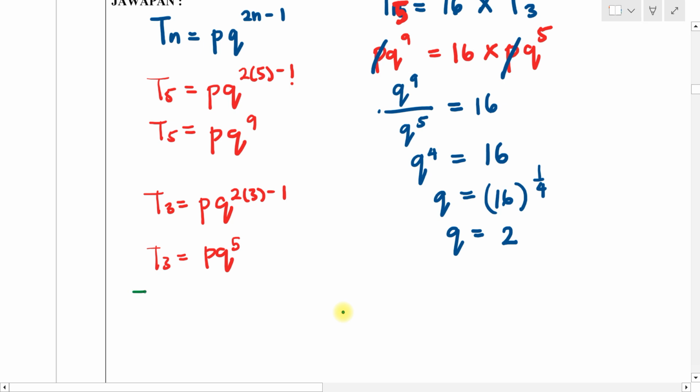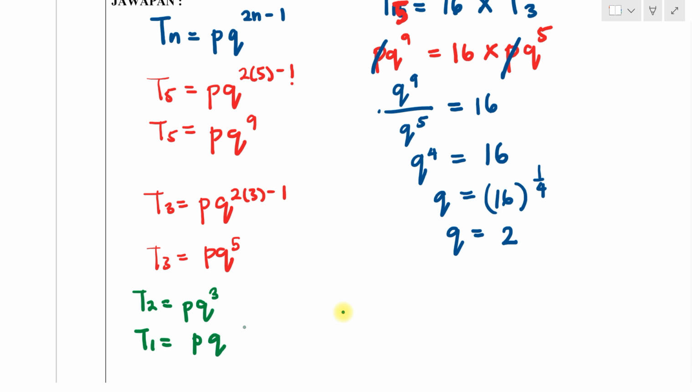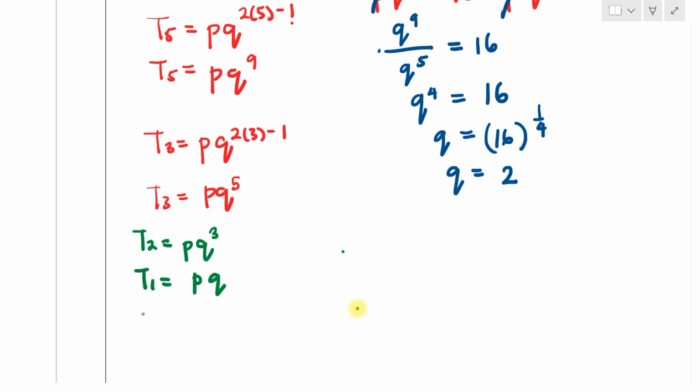So what is t2? t2 is pq. 2 times 2 is 4, 4 minus 1 is 3. t1 is pq. 2 times 1 is 2, 2 minus 1 is 1. So we just get pq. I replaced the n with the numbers.